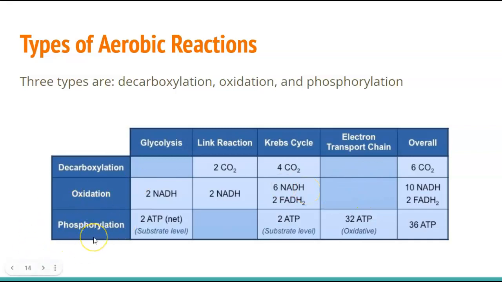And then phosphorylation is the production of ATP, and that happens in all steps except the link reaction. It happens the best in the ETC. That's why the ETC is so important, because it makes 32 ATP, which is huge.